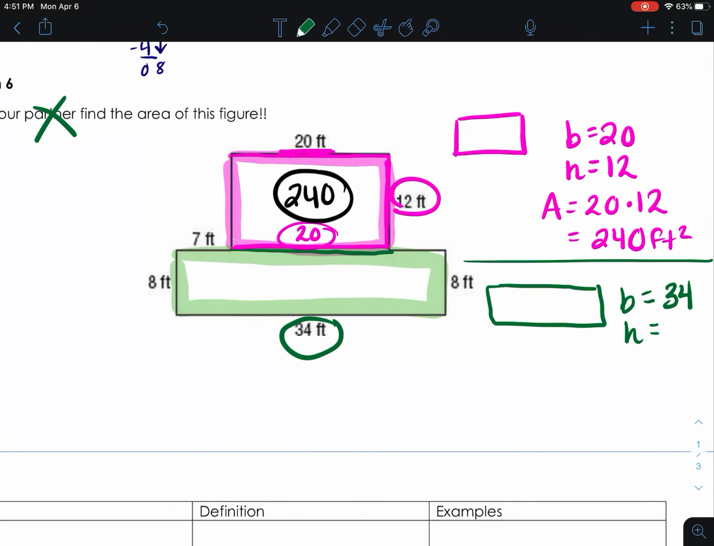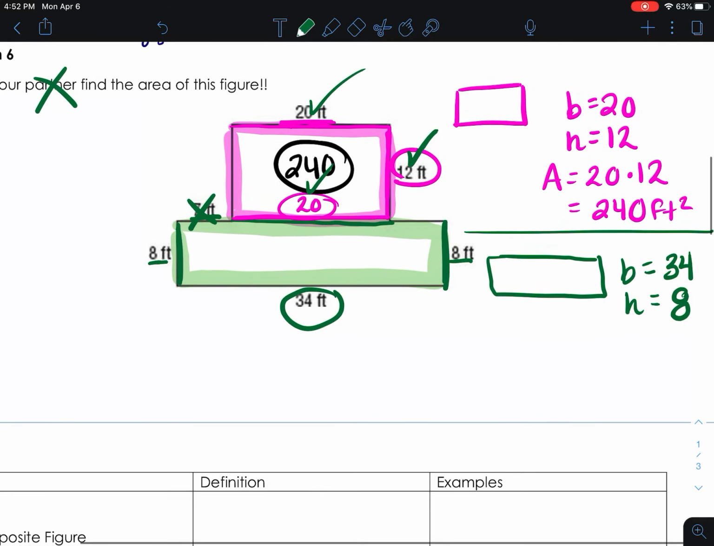Now, what is my height? I already used 12 and I already used 20, so I'm not going to worry about the top numbers anymore, but I have this number, and this 7 right there. Your height is how tall your rectangle is. So, do I even need to use that 7? Probably not. You don't need to use it. So I'm going to cross that out, because it's very obvious my height is 8.